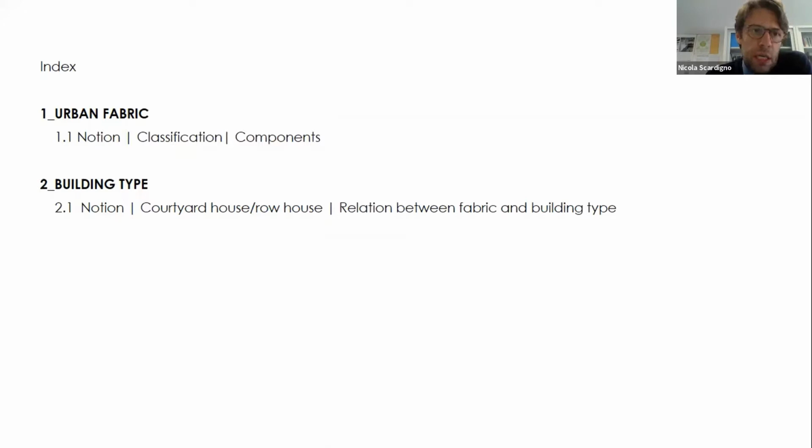We have the first part where I'm going to talk about the urban fabric. We are going to give a notion of the urban fabric, then recognize a classification, and then the components of the urban fabric. Then in the second part, I'm going to talk about the building type. Even in this case, I'm going to give the notion of the building type. Then we're going to talk, very briefly, about the curated house and the real house, and then the relation between the fabric and the building type.